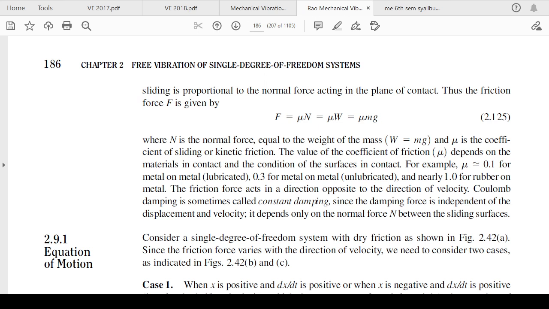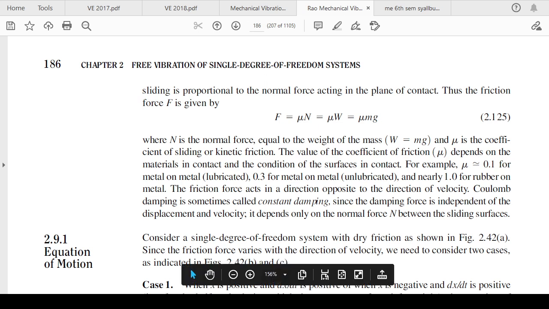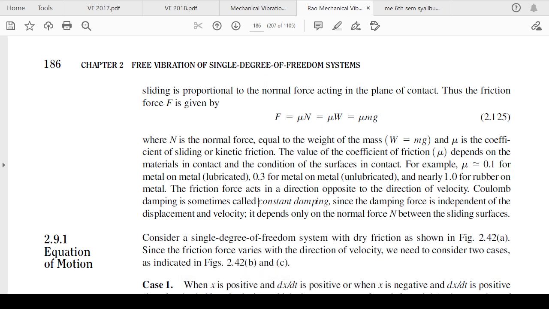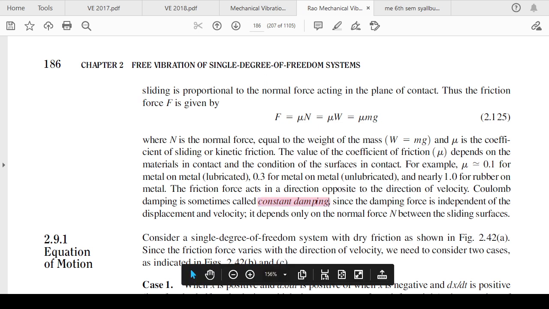The friction force acts in the direction opposite to the direction of velocity, and Coulomb damping is sometimes also called constant damping. Since the damping force is independent of displacement and velocity, it depends only on the normal force between the two sliding surfaces.